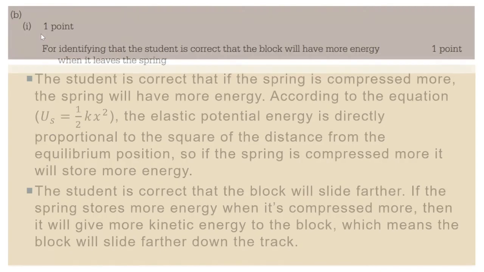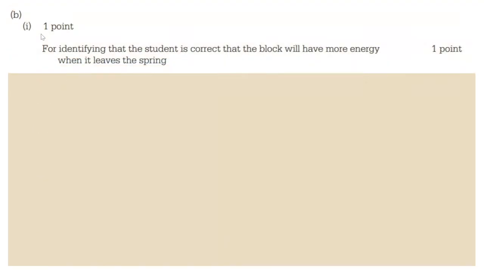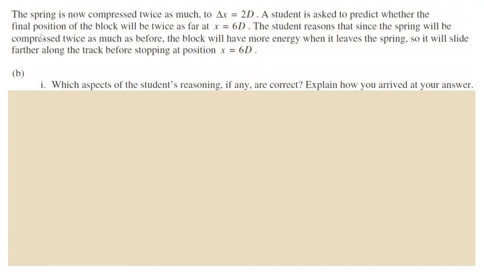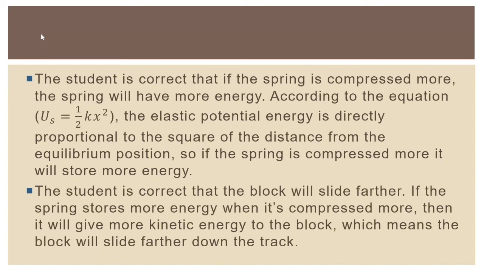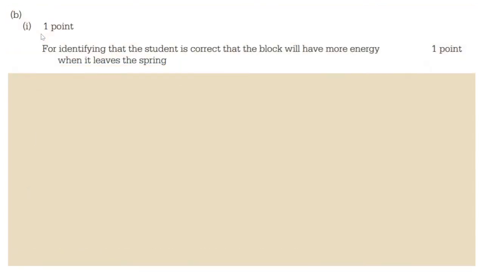All right, moving on to the scoring guide here, we see this was just a one-pointer. One point for identifying that the student is correct that the block will have more energy when it leaves the spring. That's it. Now notice the actual question, which I think you should always follow the instructions for, said explain how you arrived at your answer. They didn't even really give points for that on the scoring guide, which I thought was kind of bizarre. But either way, the student is correct that the block will have more energy when it leaves the spring.